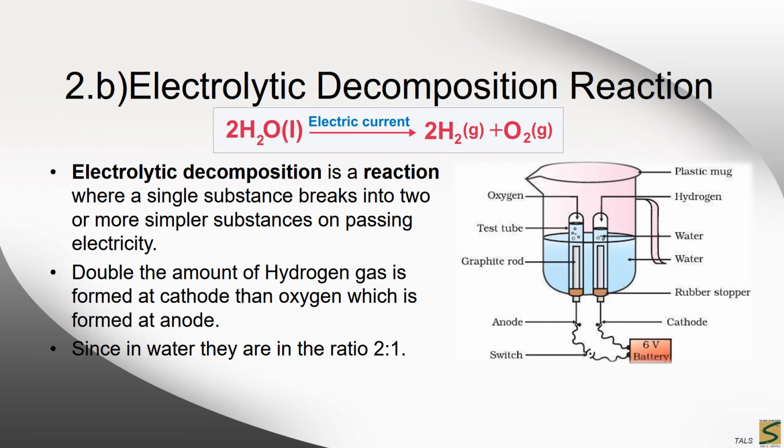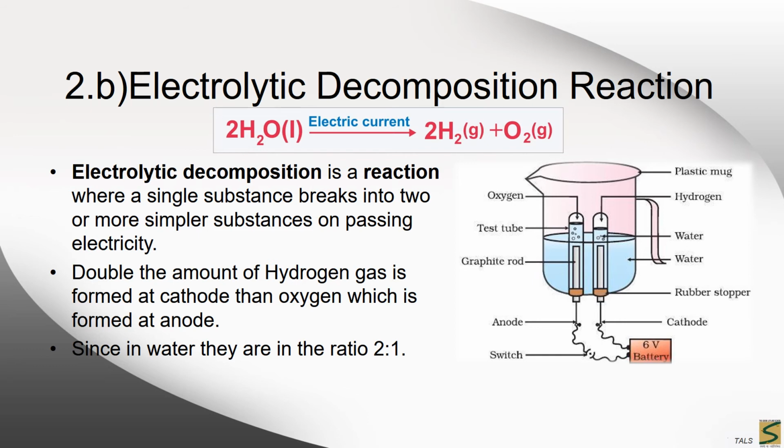Look at the picture there. Water is taken in a mug. Two electrodes are dipped into it. Both these electrodes are covered with test tubes to collect the outcoming gas. On passing electricity, water splits up to form hydrogen and oxygen gas. A single reactant breaks down to form two or more simpler substances using electricity.